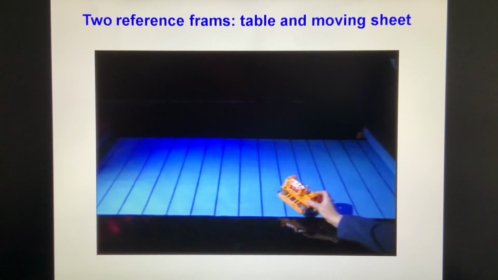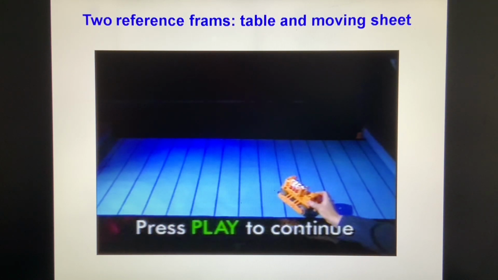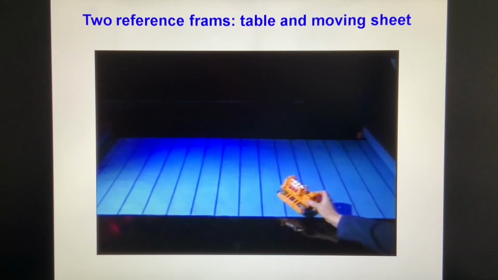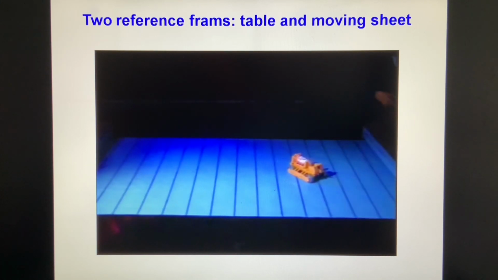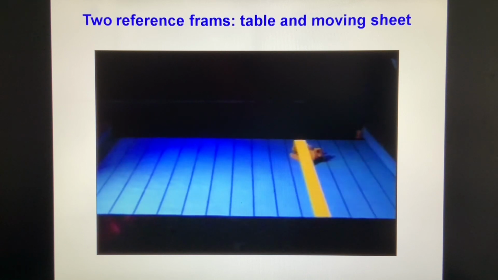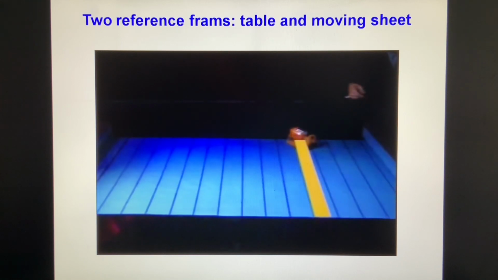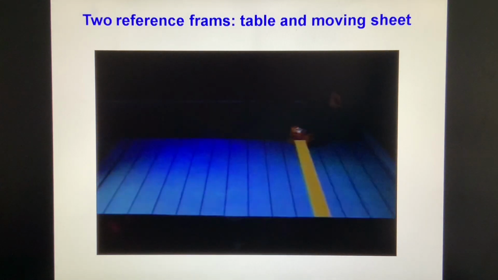If we now aim the bulldozer at 45 degrees to the left, how fast must the sheet be pulled to the right if we want the bulldozer to move straight across? Pulling the sheet to the right at approximately 7/10 of the bulldozer's speed makes the bulldozer move straight across.